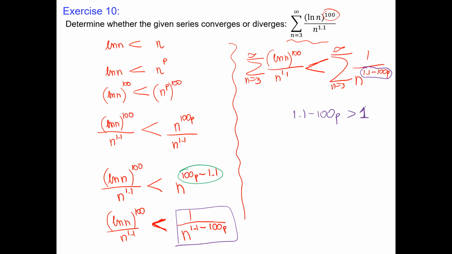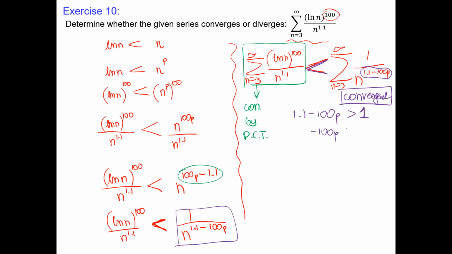The whole quantity is like the p-value for the p-series, 1 over n to the power of that p. This has to be greater than 1 for convergence. If this is greater than 1, that sum is convergent, and then we can claim that our series is also convergent by the direct comparison test.